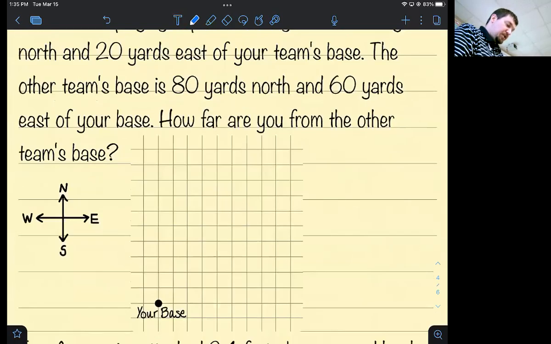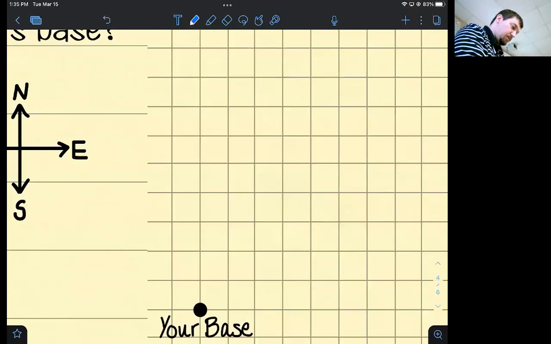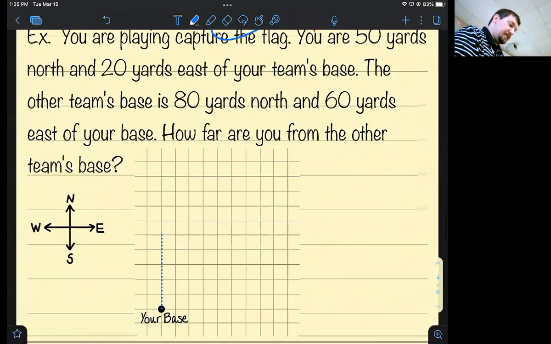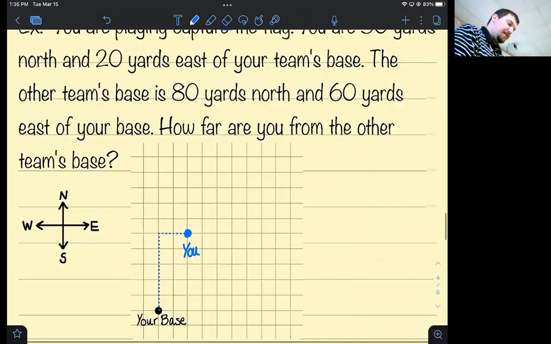So let's say that each of these little grid squares is 10 yards by 10 yards. If it says you are 50 yards north of your base, that means you are right there. Well, no, that's actually not where you're at. That's how far north you are. And then you are 20 yards east of that. So you're right there. That's you. Or Carter Shannon, if you just want to put Carter Shannon. That's where Carter's at.